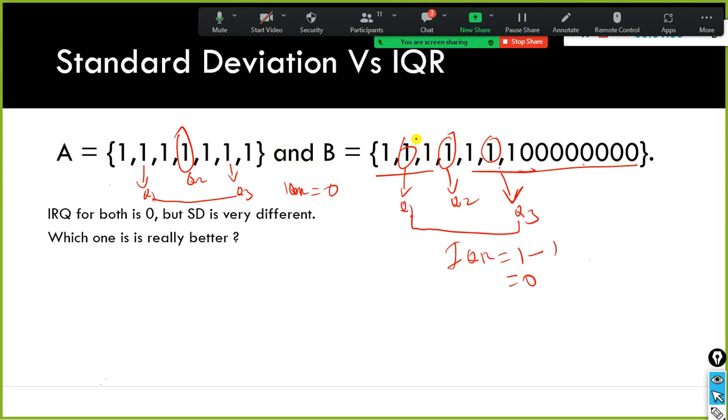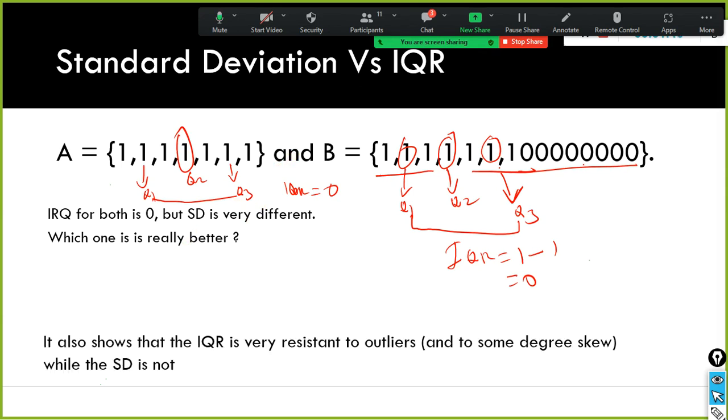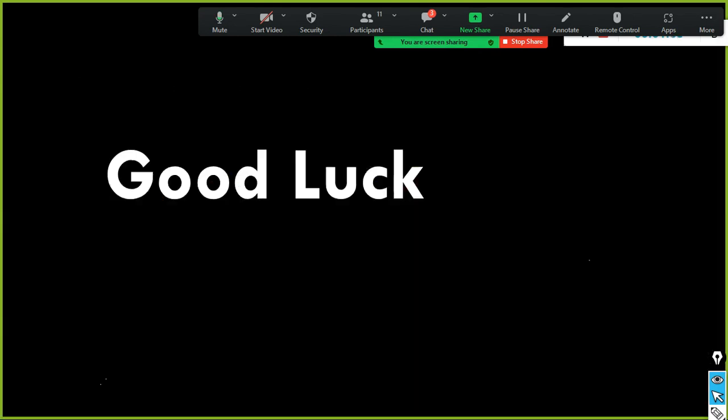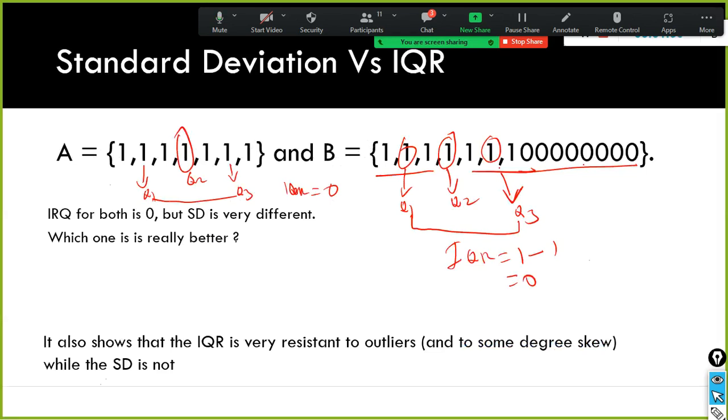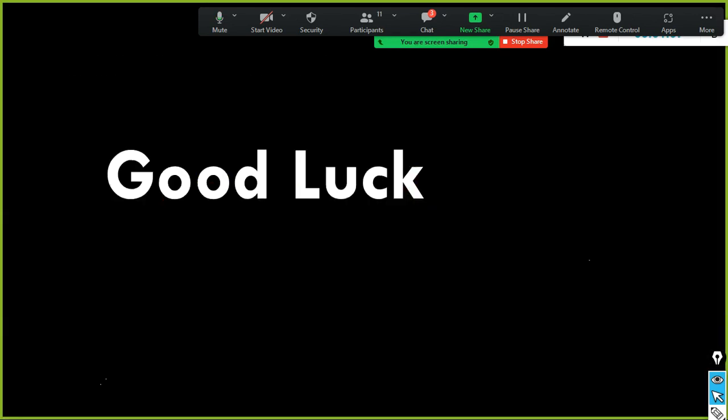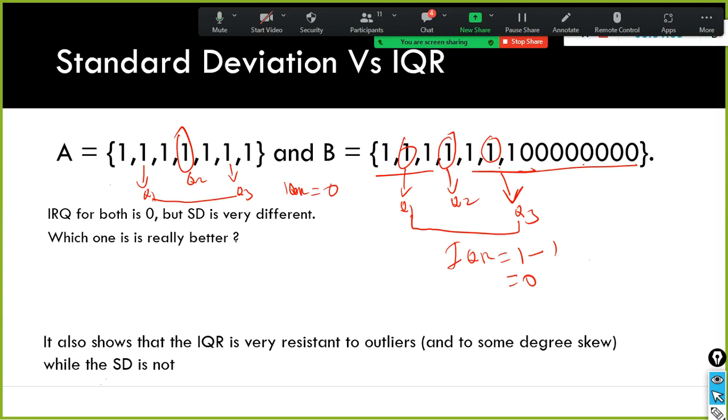But standard deviation is different. Standard deviation is not the same. Which one is really better? Can we go by IQR, or can I use only standard deviation? IQR is very much resistant to outliers. It doesn't consider outliers, whereas the standard deviation is sensitive to outliers. So that is the difference between these two.